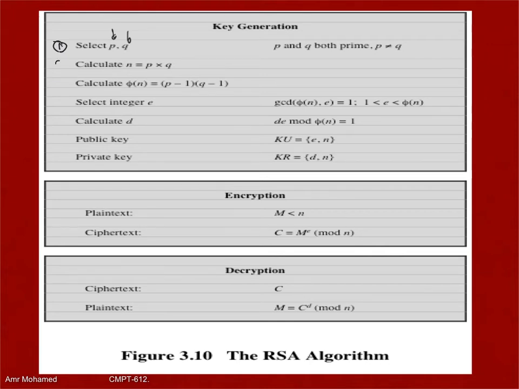Number 2, calculate n, which is Q times P. Which means that n cannot be factorized because these are prime numbers, right? So you cannot factorize n except using these 2 numbers. Right? And that's again the main idea of this algorithm, because if I give you P and Q, everything will be easy. You can do all these steps very easily.